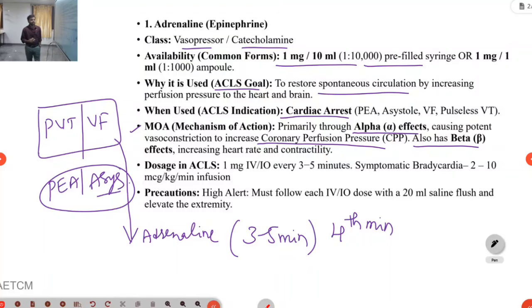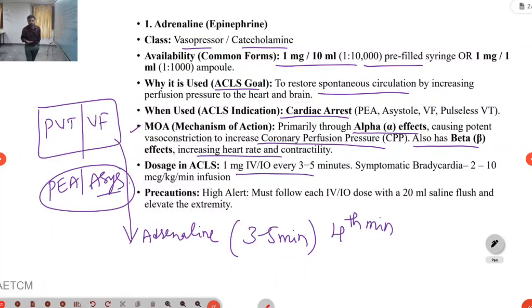So conduction system will be improved and contractility of the heart will be improved. So that's why we are using this adrenaline. Dosage we have already discussed. It is very simple: 1 ml, 1 mg of the drug, either by intravenous route or intraosseous route, we have to deliver, and it has to be repeated every 3 to 5 minutes.